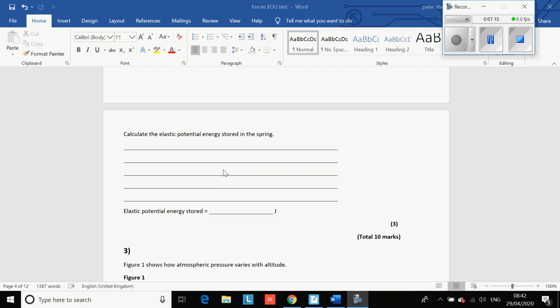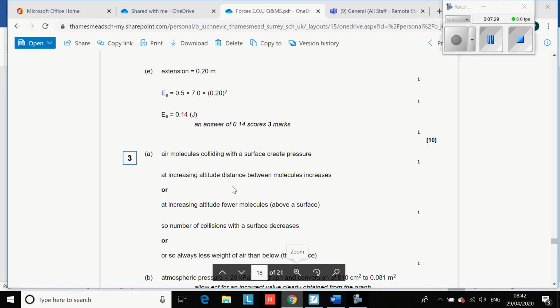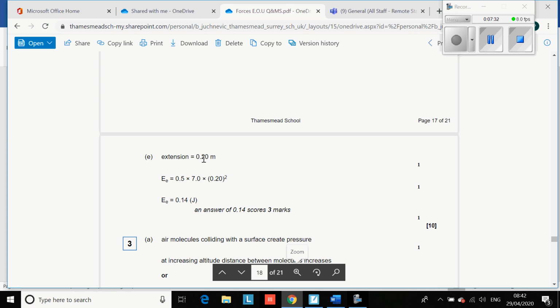Now, that is actually a paper 1 equation. However, because it will be on the equation sheet, as I said, they've stuck it in a paper 2, which is really mean. Okay, but we are going to have a look at it. So, the answer for this one, there's your extension, 0.2 meters. So half times the spring constant, which they gave you, times the extension squared. So 1 mark for getting the extension, 1 mark for remembering the calculation, 1 mark for calculating the elastic potential energy of 0.14 joules. Now 0.14 gets you 3 marks, even if you forgot to put your calculation in.